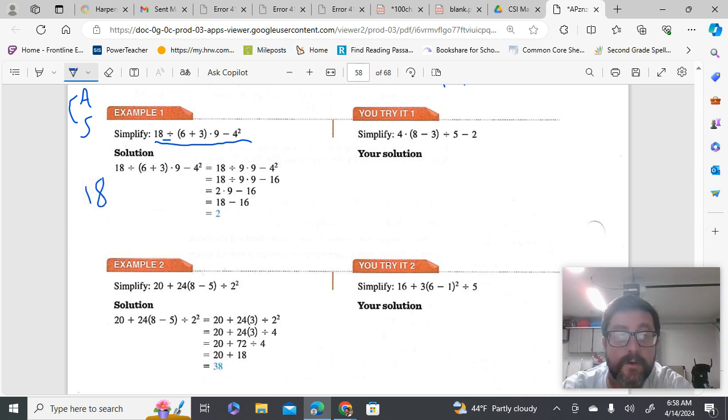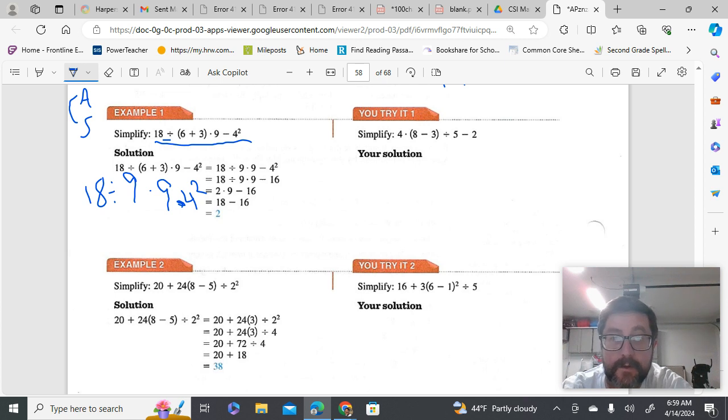That's why I told you guys always have your notes out. We go 18 divided by, what's 6 plus 3? Well, that is 9. 18 divided by 9 times 9 minus 4 squared. Now, we have to look. Is there multiplication and division? Yes. But are there exponents? Yes, 4 squared is an exponent.